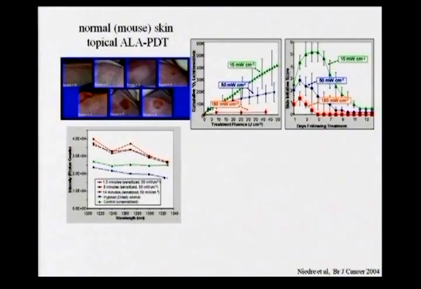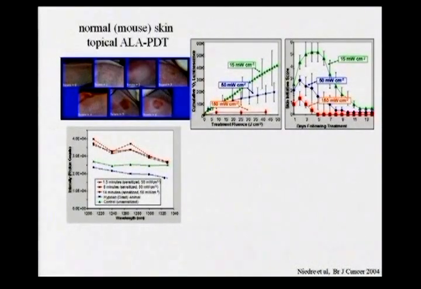The answer is yes. The model used for this was topical ALA in skin, and we've heard lots of clinical work on topical PDT in skin. You can measure the signal. It's a very small signal. And here we're giving it the ALA, waiting for some time, and then giving a dose of light, and we measure the response, the skin response. So here's the skin response. The higher the number, the more severe the response, versus days following treatment.